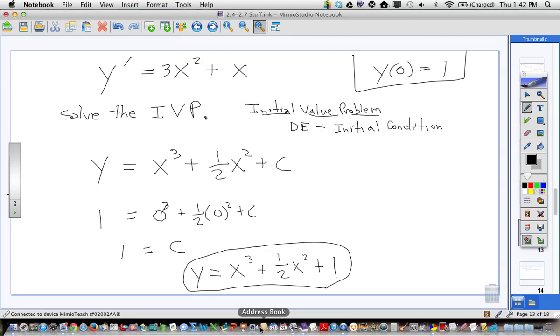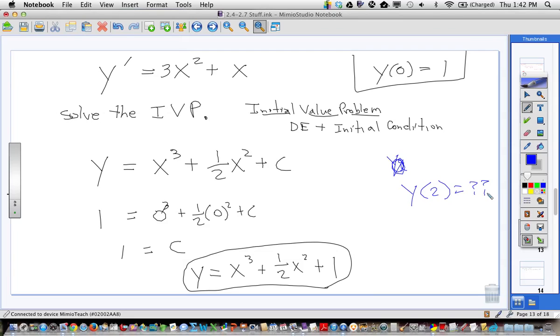Okay? And then sometimes a problem like this could be taken just one step farther. A lot of times they'll say solve the differential equation or solve the initial value problem, and then find y of 2. Well, that's easy. Once you've done all this and you find your y equation, we can now plug in a 2, and we can find y of 2. 2 cubed would be 8, 2 squared is 4, times 2 is 2, 8 plus 2 is 10, plus 1 is 11. And so we could find y of 2.